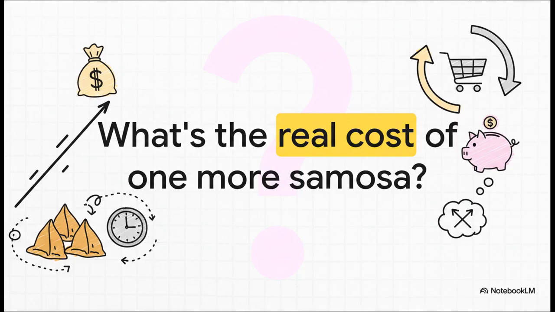But this line tells us so much more than just what's possible. The steepness of the line, what we call the slope, actually reveals something really important, the hidden cost of every choice you make. It's all about the trade-off.